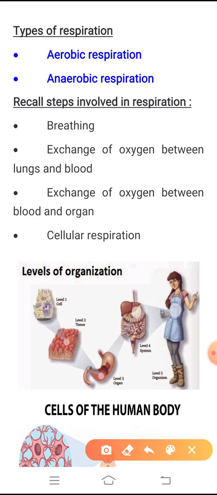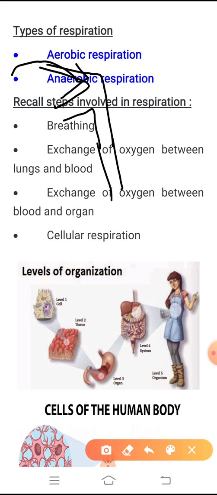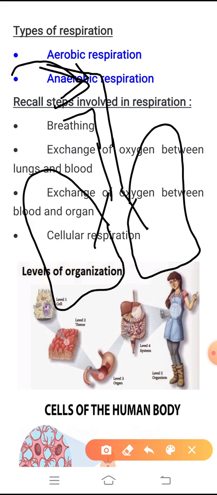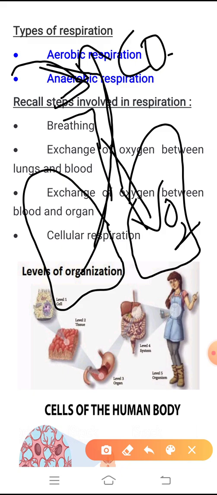So now, what happens under breathing? When we breathe in, what is entered? The oxygen is entered inside. Right? So this oxygen reaches the lungs now. As the oxygen reaches the lungs, the lungs take in oxygen and give out carbon dioxide. Hope you know this, right?